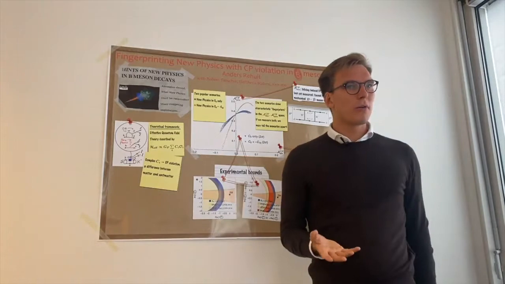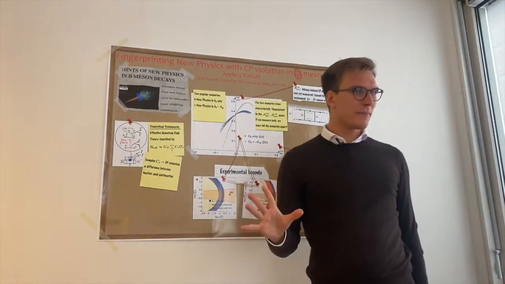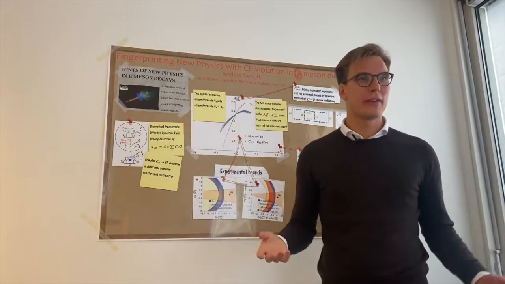So what we propose is that if we can measure both of these things on the axis very precisely, then we can tell these two scenarios apart based on where we land in this picture.